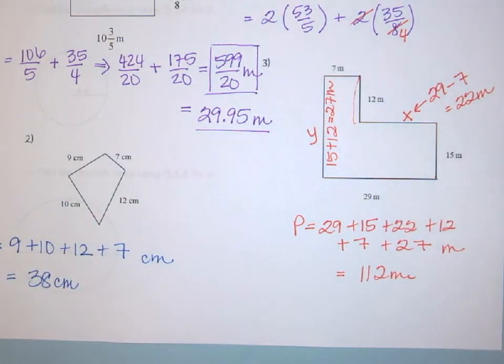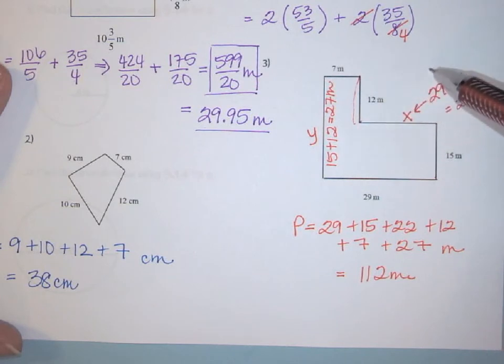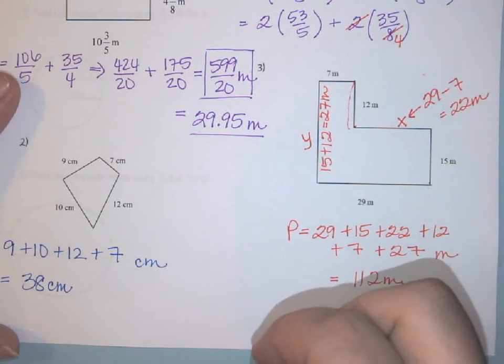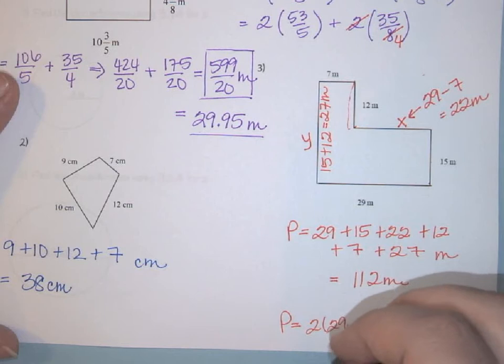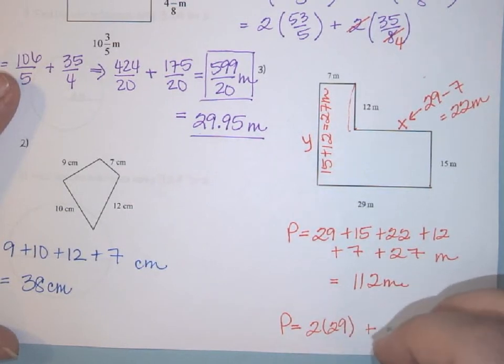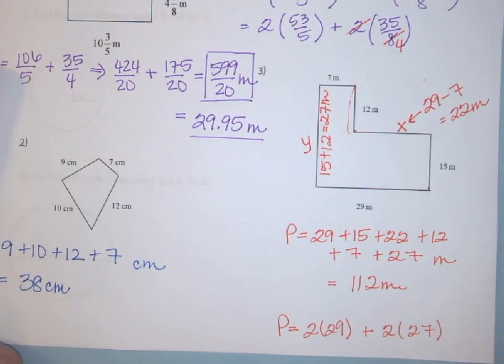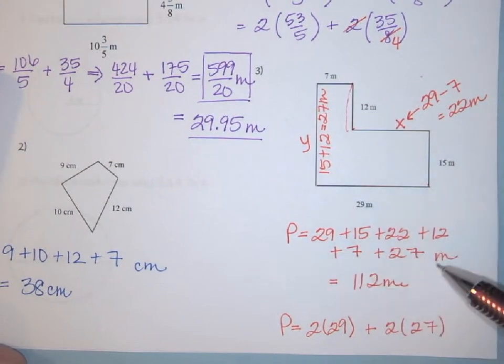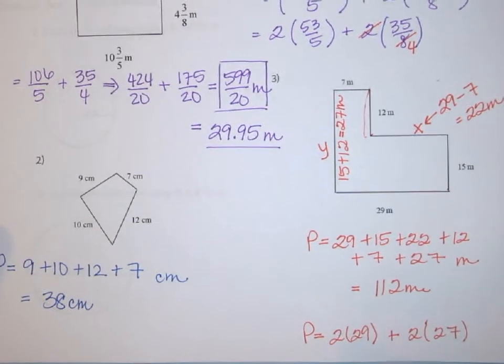Now the other thing that you could have noticed when trying to find these missing sides is that if we were to take this corner and pull it out, we would have a rectangle. So the other thing that you could have done to find your perimeter is you could have simply done twice the 29 plus twice the 27, and that would have given you the same result. So either way, either adding them up individually or recognizing that it's actually a rectangle is completely up to you and would be accepted either way.